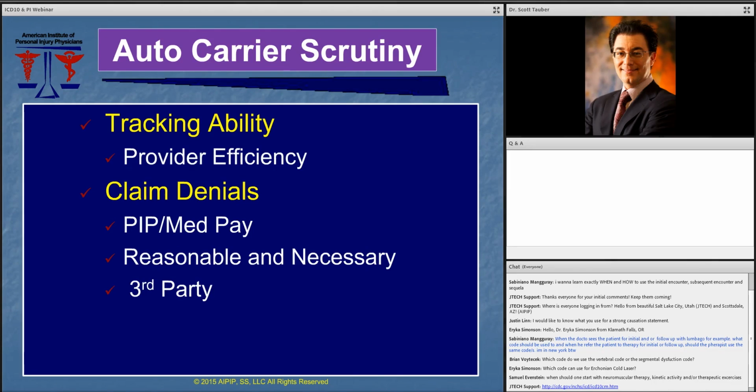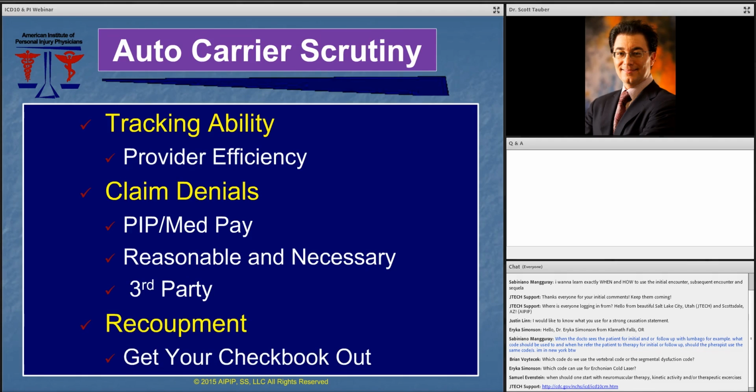This is where you get your checkbook out and you write a refund check back to the auto carrier. Now, they don't do this right away, but sometimes providers get letters saying, send me these 5 PI patients. And it could be a year, it could be 2 years after you saw this patient. What do you think they're going to do? Especially on the PIP and MedPay side, and maybe on the third-party side too.